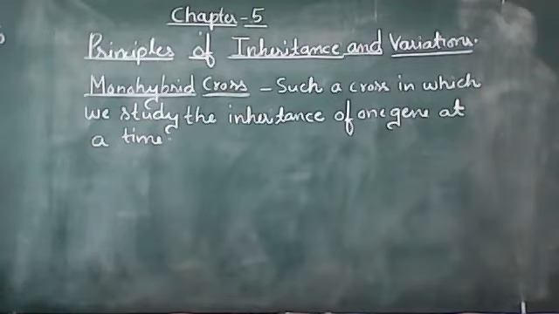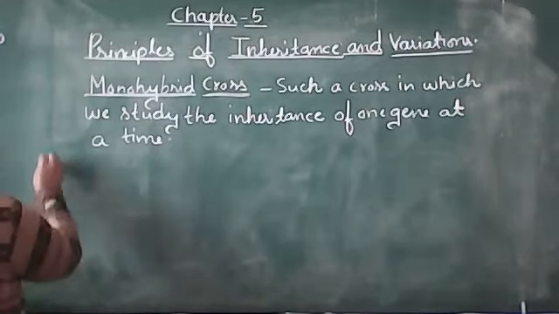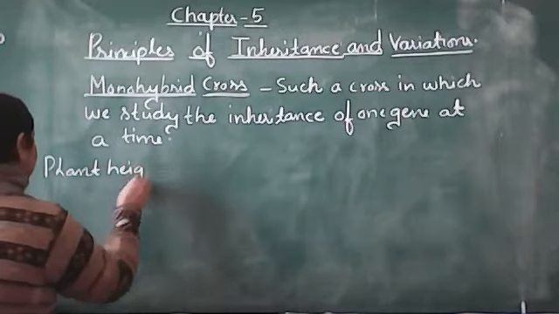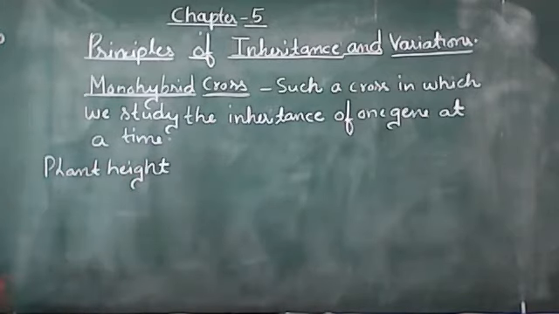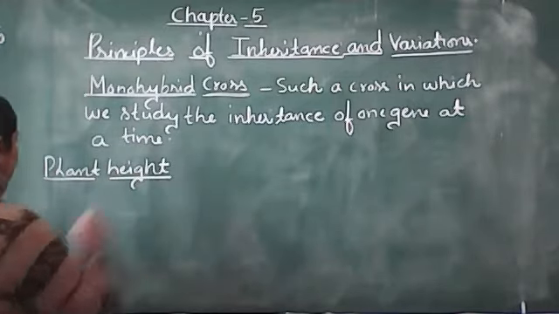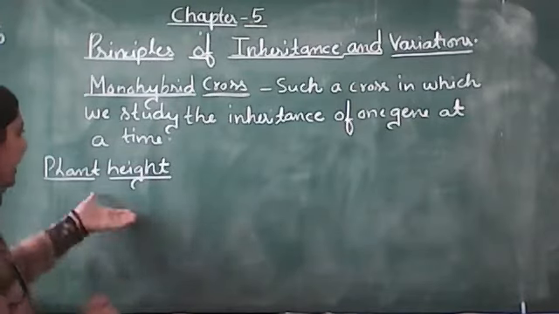Okay, student, as you know that one gene always controls one character by producing one protein, or you can say one enzyme. So here I am taking the character that is plant height in case of pea plant. As you know that Mendel has selected Pisum sativum for his studies. So here from Pisum sativum I am taking the character that is plant height.